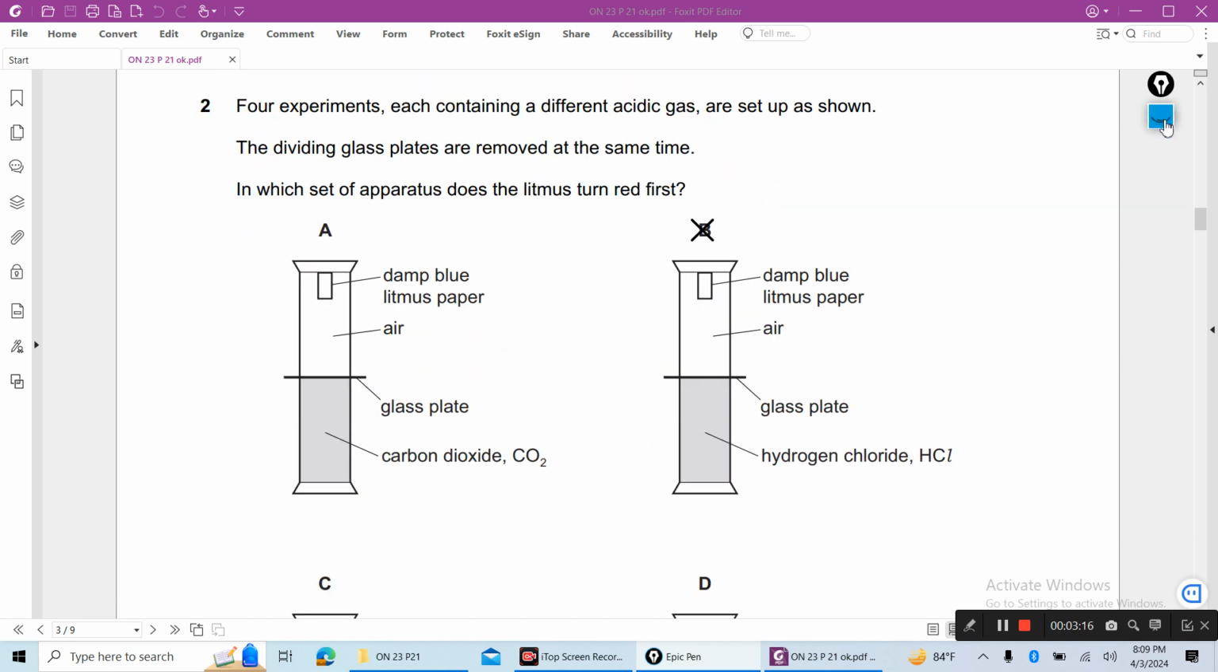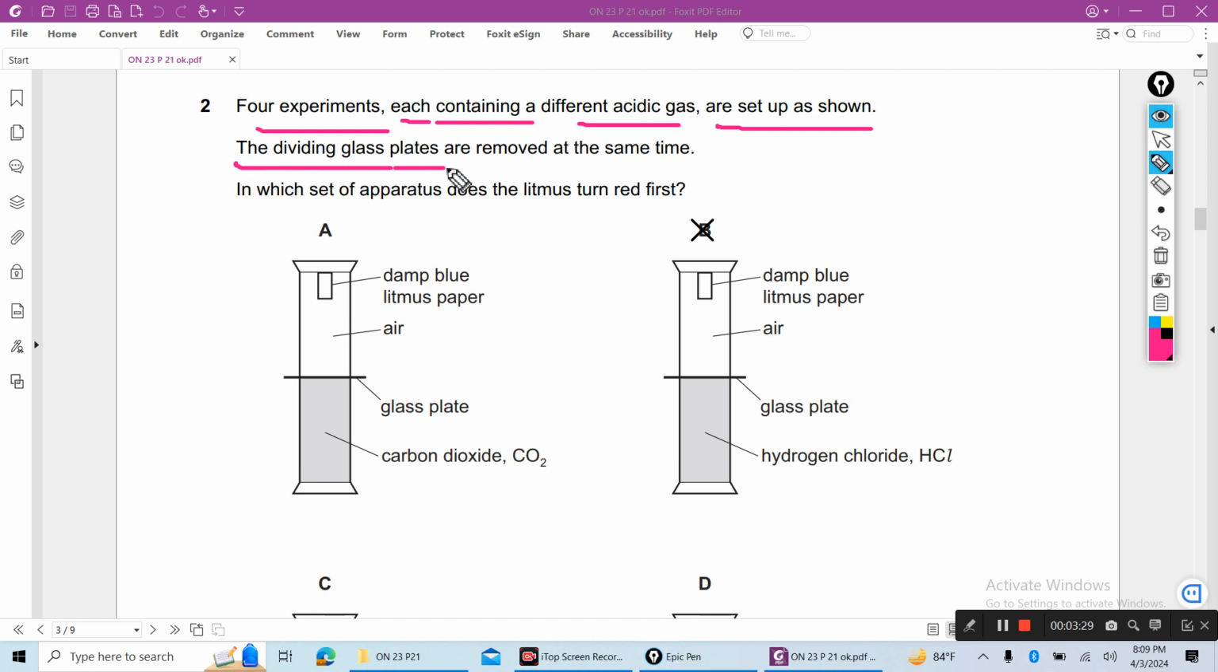Now number 2. Four experiments containing a different acidic gas are set up as shown. The dividing glass plates are removed at the same time. This is the glass plate. In which set of apparatus does the litmus paper change first?